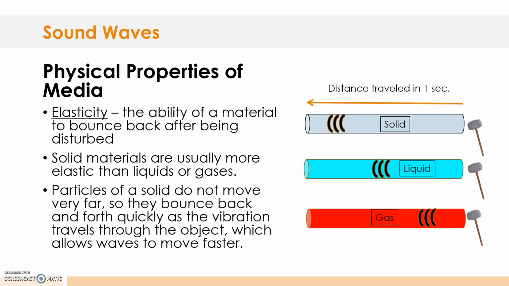So elasticity is like elastic, like a rubber band. So the ability of something to bounce back. So solid materials are more elastic than liquids or gases are, because the particles are really close together, right? So they just vibrate back and forth in the same spot that they're in. They don't have to move around because they're all right next to each other. So it allows a wave to move a lot faster.